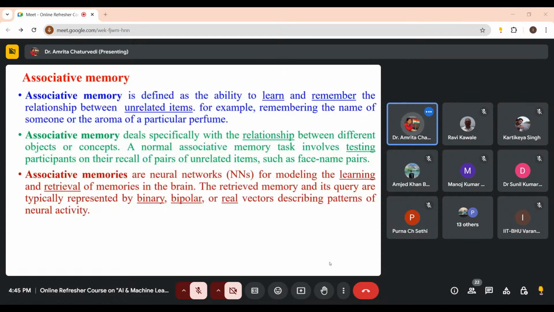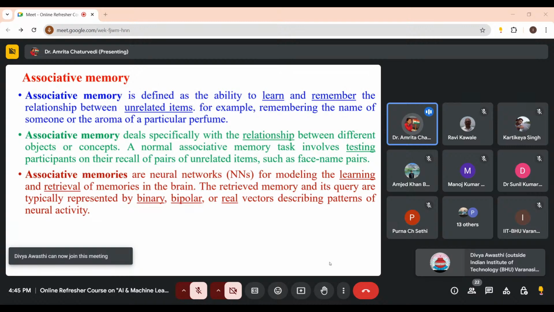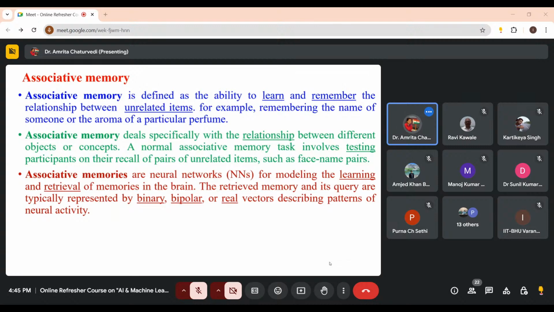This is just like associating two different unrelated items, and storing them so that you can recall them at a later point of time. For this, you are using associative memory neural networks. These networks are used for modeling, learning and retrieving the memories in the brain. The retrieved memory and its query are typically represented by binary, bipolar, and real vectors describing patterns of neural activity.